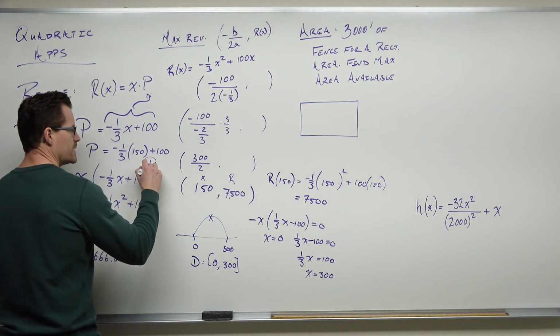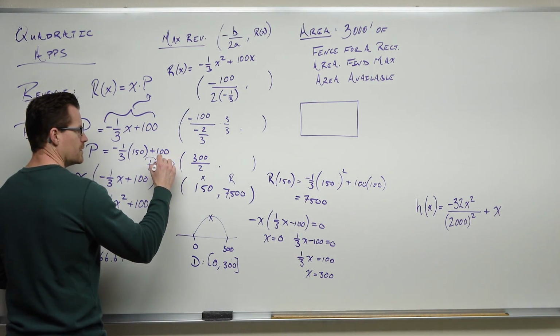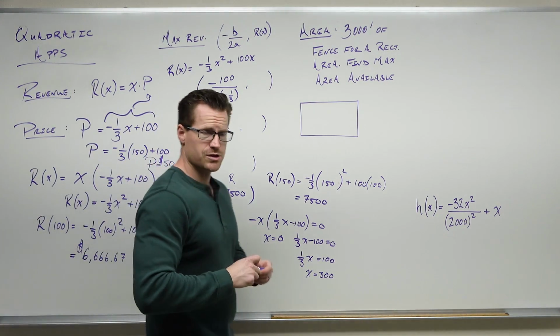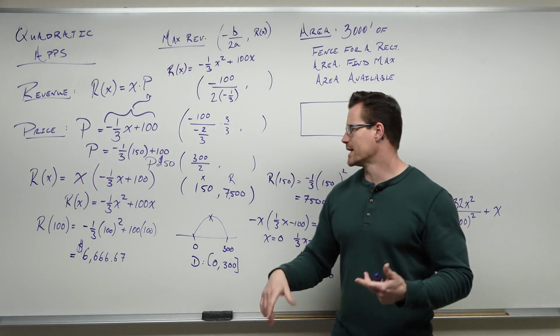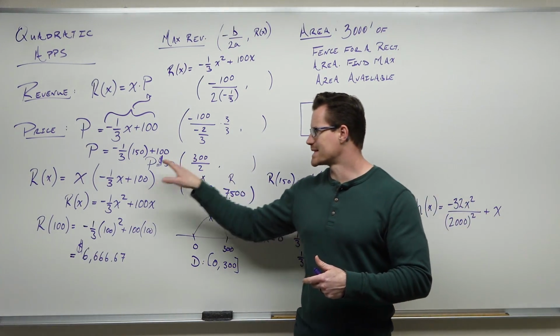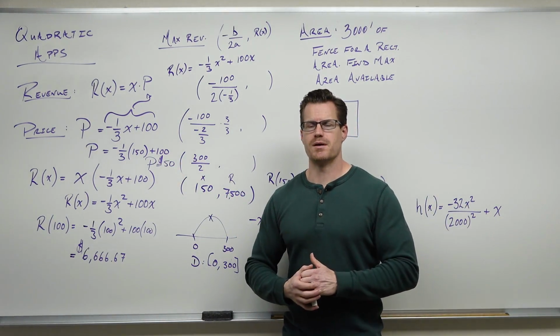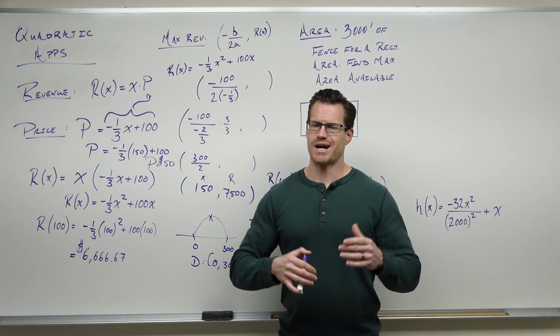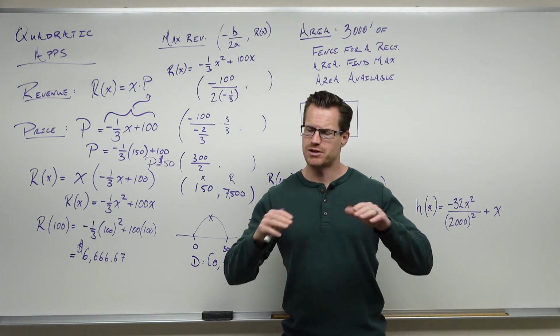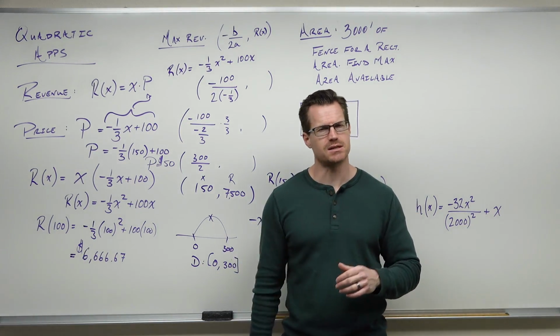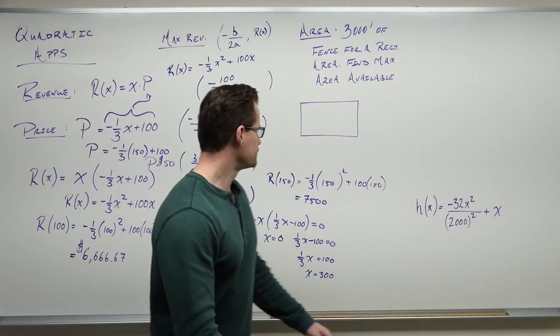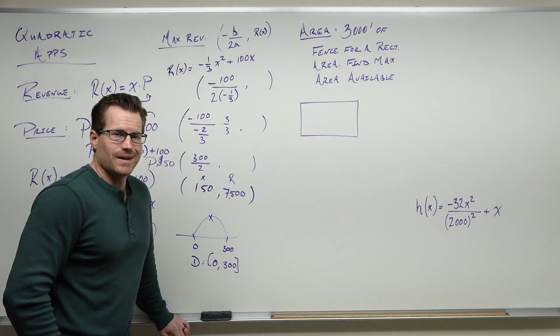So our price would be $50. What we determined here is that in order to get the most amount of money, we'd be selling our products, all 150 of them, for $50 each. I hope that makes sense, that you understand the nature of downward open parabolas. The vertex is the maximum. That's it. All right, let's move on.